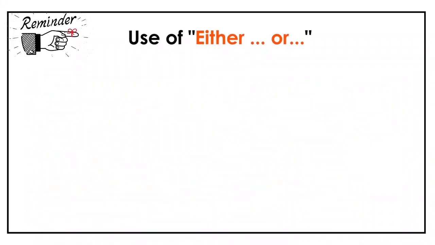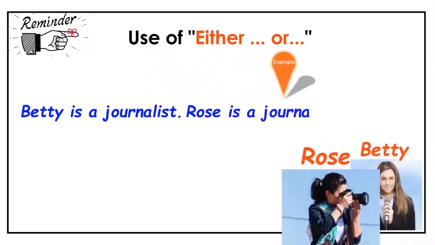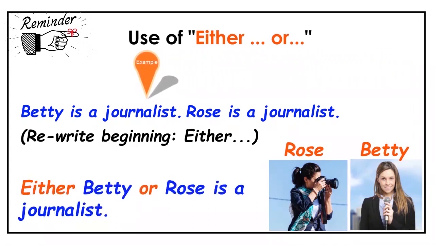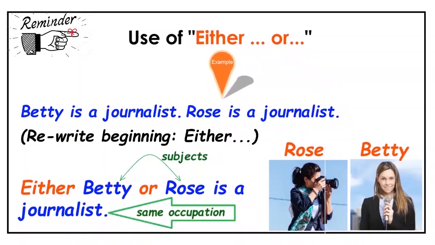I can give you an example. Betty is a journalist. Rose is a journalist. Beginning with either, the answer here is: either Betty or Rose is a journalist. So we are dealing with two different subjects, but with the same opinion, same item, same activity.